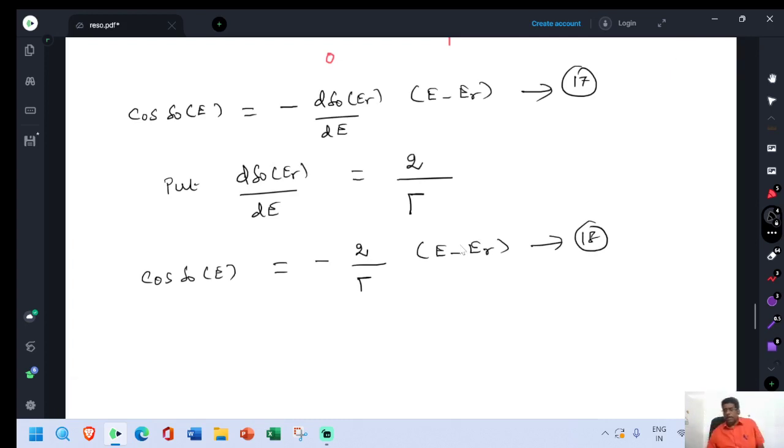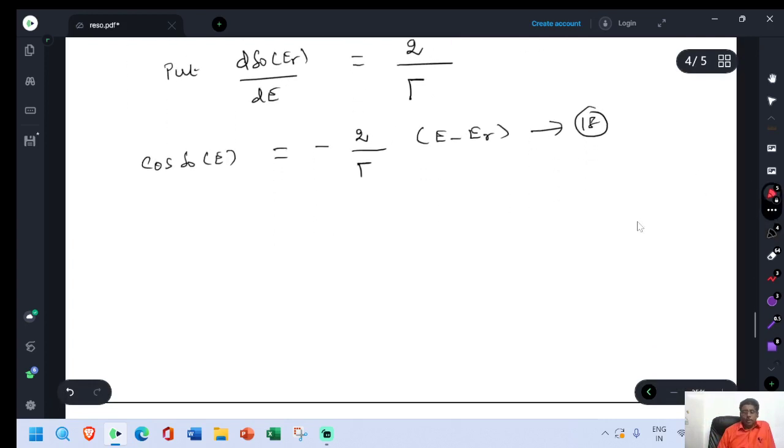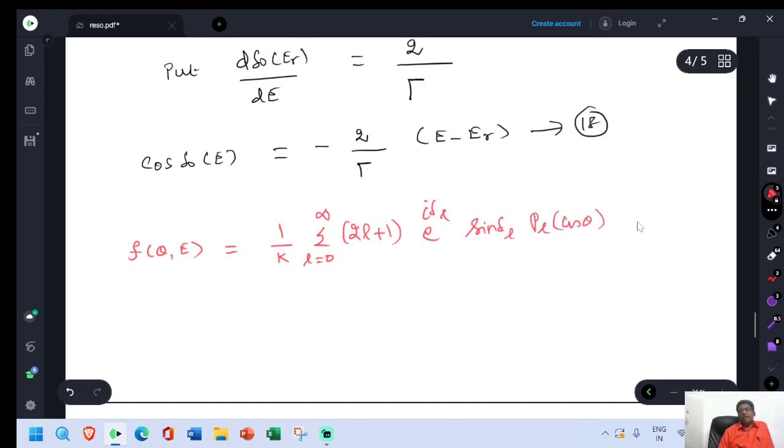Now we have to write the value of f(θ), the scattering amplitude. The value of the scattering amplitude f(θ, E) is equal to 1/k times the summation over L equal to 0 to infinity of (2L plus 1) e^(iδL) sin δL P_L(cos θ). This is the general formula for scattering amplitude. Say this is equation number 19.